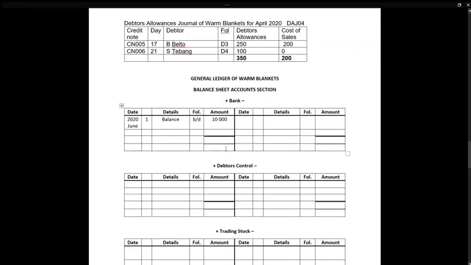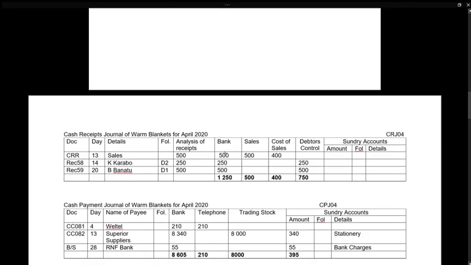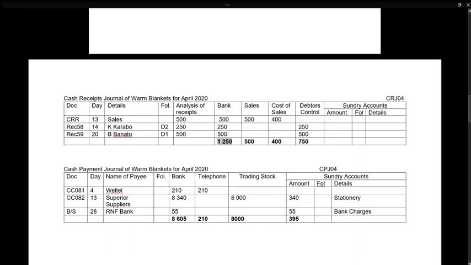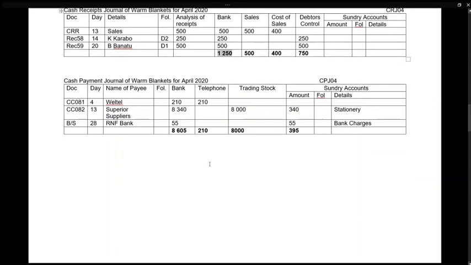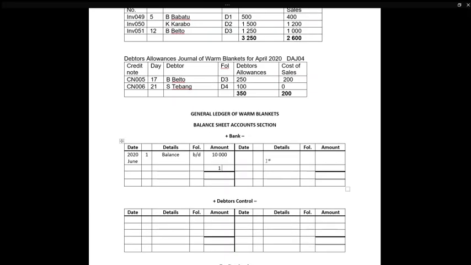Okay, now we received some money and we paid some money. Let's have a look. Cash receipts journal, we received 1,250 Rand. Let's account for that. Remember, it's a total of a column, therefore we need to use the last day. 1,250 Rand. We got this from cash receipts journal number 6. Details will be total receipts.